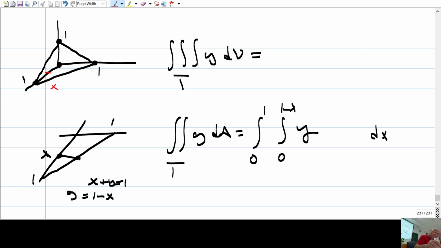So the y coordinate ranges from this point to this point. What is this point? Well, this is on the x plus y equals 1 line. Therefore, this point has coordinates x and 1 minus x. So, for each fixed x, y ranges from 0 up to this point, 1 minus x. So I write it this way.